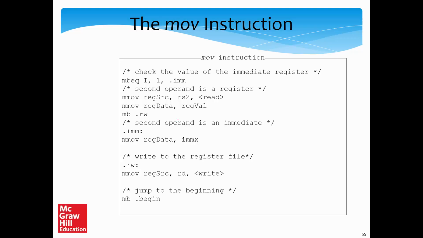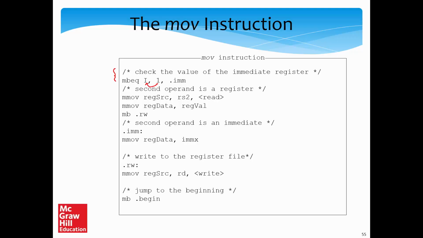All right, so now that we have seen a difficult set of instructions, namely 3-address format ALU instructions, let's take a look at something similar yet significantly simpler, namely the move instruction. So this is easy. We first check the value. Since I have also discussed the format of most of the instructions, I'll go slightly faster. So we check the value of the immediate register. How do we check? We compare I with 1.